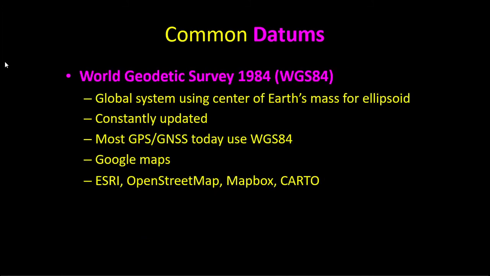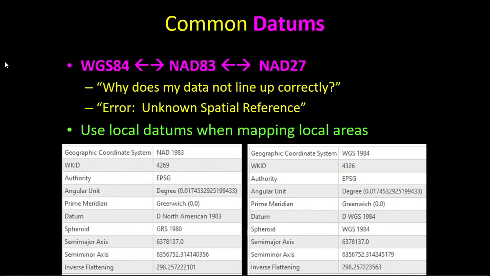The most commonly used one is what we see, the WGS84. This is the global system that also uses the center of Earth's mass for its ellipsoid. It's constantly being updated. So when you use a GPS, when you're plugging in data, more than likely you're going to be using WGS84. Even further, Google Maps, Esri, OpenStreetMap, Mapbox, Carto, they use this global datum overwhelmingly in their programs.